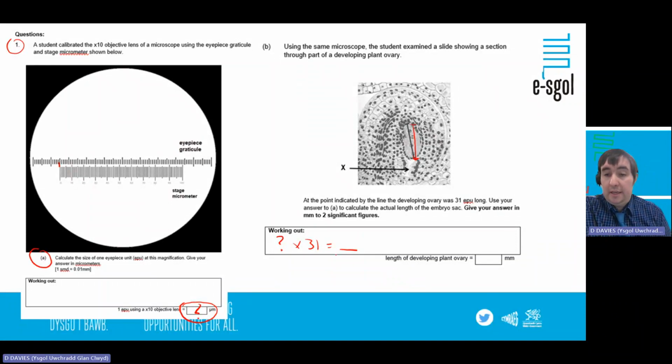If you're doing calculations, it's better to have all of the numbers in the same unit. It's easier if they're all in microns or all in millimeters. Then you can either convert at the end or convert at the start, but it's easier just to have them all the same. So 31 eyepiece units, multiplied by the value of one eyepiece unit, will give you your answer. I'd like you to do that now, then you can stop the video and I will publish the answers just now.